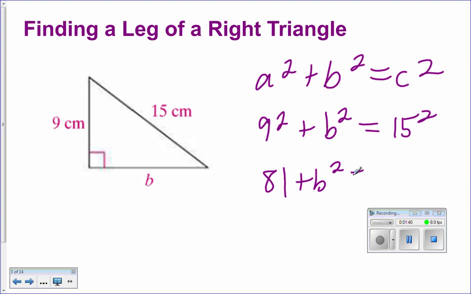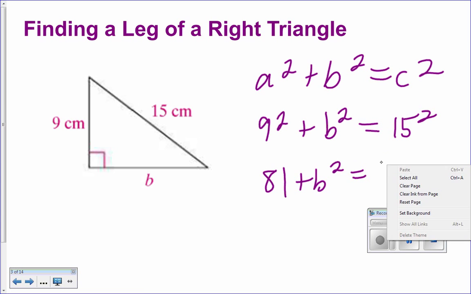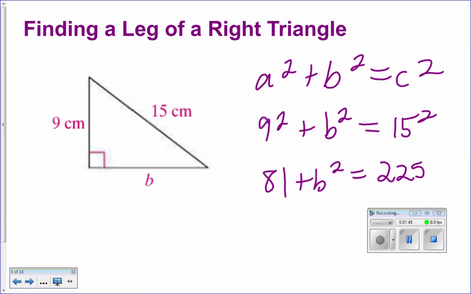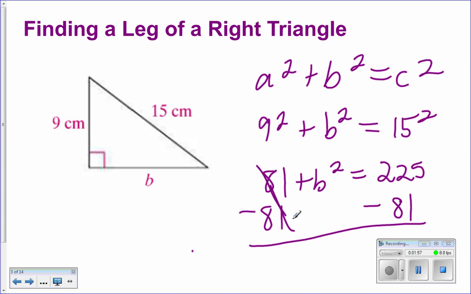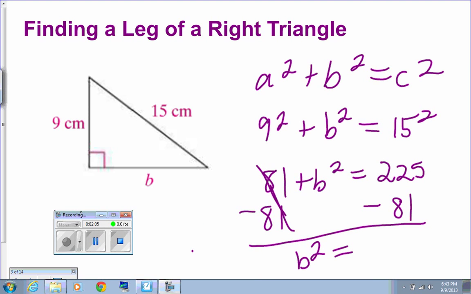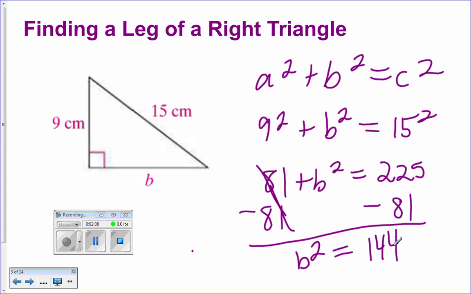plus b squared equals 15 squared, which is 225. So now I need to get my term to one side. So the opposite of adding is subtracting. So I'm going to subtract 81 from both sides. That's going to cancel out, and I'm going to be left with b squared. Then 225 minus 81 is 144. So just like before, we take the opposite of squaring, which is the square root, and b equals 12 centimeters.